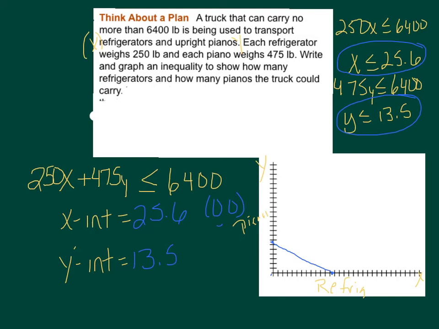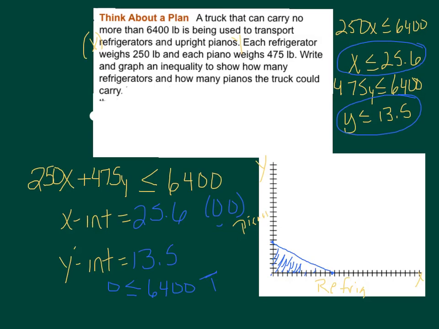So we know if x is 0 and y is 0, what happens to this whole left side? It becomes 0. So I have 0 is less than or equal to 6,400. Is that a true or false statement? That is a true statement. So I'm going to shade the side that has 0, 0. So 0, 0 is here. It's true, so I'm going to shade this side. And that would be my answer.